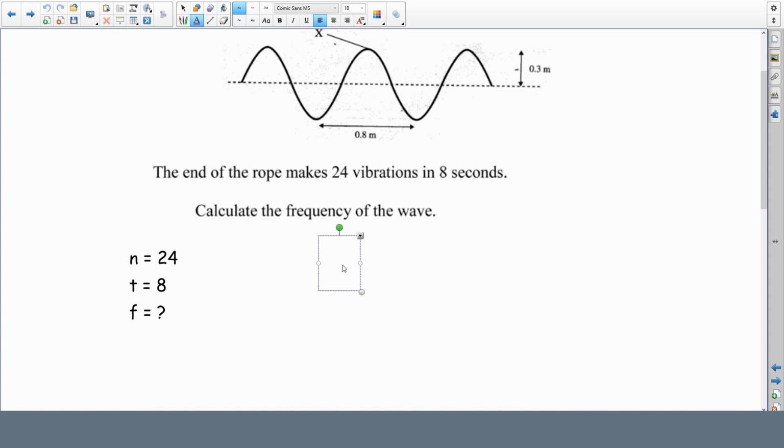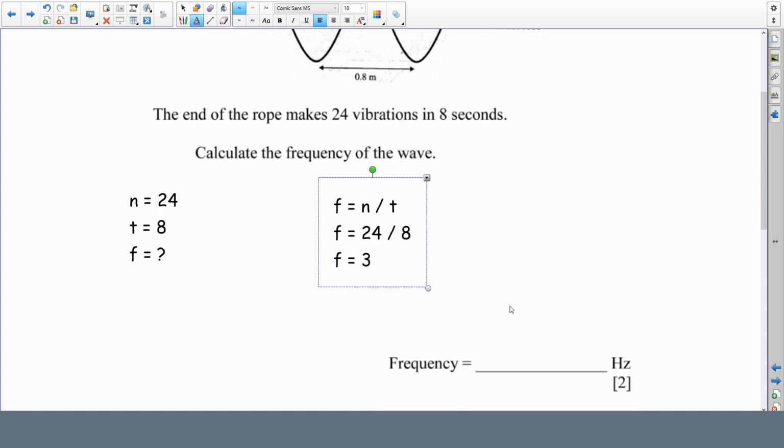So hopefully this tickles your memory of the fact that f is equal to n over t. I'm on a keyboard here, so I'm using this slash as an over. It should be a fraction ideally, but it's a little bit faster for me to write. So f equals 24 divided by 8, so f equals 3. Okay, and it's 3 hertz, but we've already been given that, so there we go.